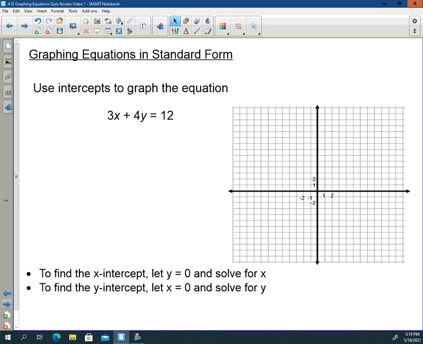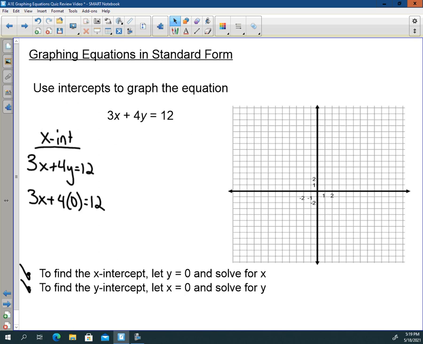And so we can use that idea, let y equal 0, and solve for x. Then, to find the y-intercept, let x equal 0 and solve for y. So let's find the x-intercept. How you do this is you take the equation that you see, 3x plus 4y equals 12, and you let y equal 0. So you'll have 3x plus 4 times 0 equals 12.